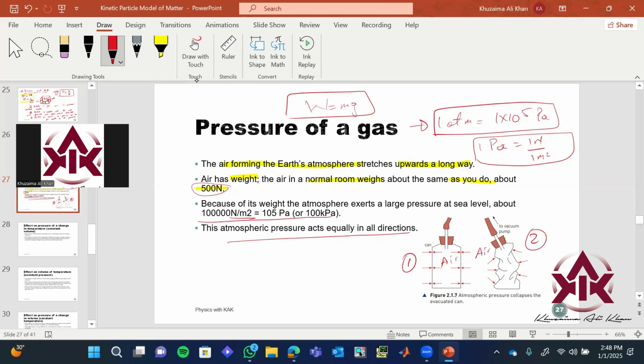Since both of the sides contain air, it will exert equal forces inside the can and outside the can, right? So the outside pressure is trying to basically squeeze the can, right? But air is basically inside the can also, which is also pushing equally in the opposite direction. So it keeps the can in this particular shape, right?